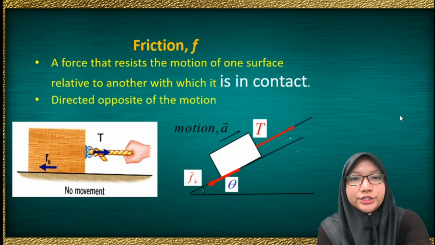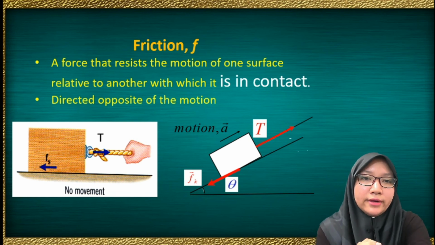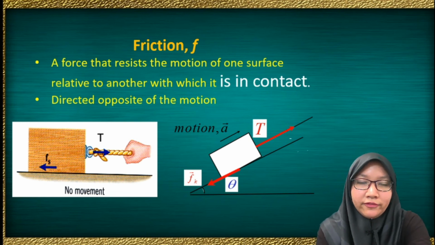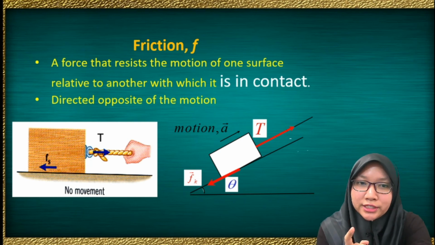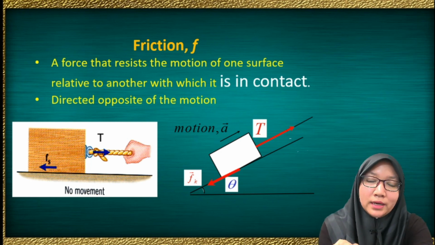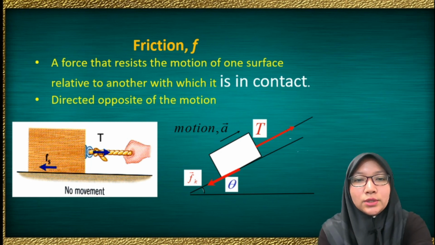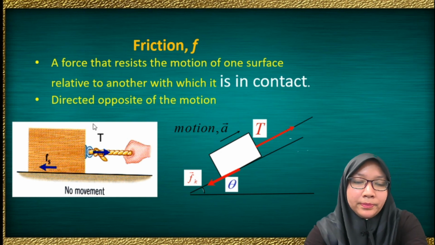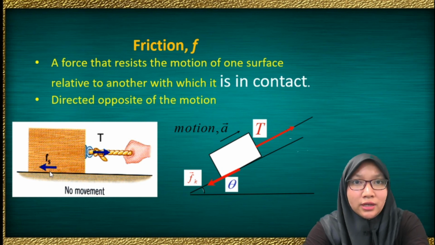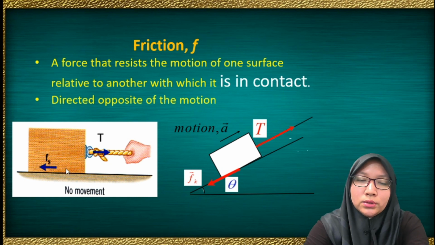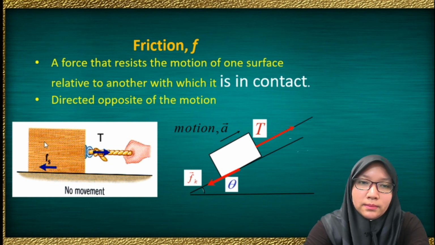The last one, the frictional force. This is the force that resists the motion of one surface relative to another which is in contact. The direction should be opposing the motion. So if you like to see example, this is the first example. You try to move this object to the right, even though there is no movement, but because this is a rough surface, there must be a frictional force causing it to opposing the motion.